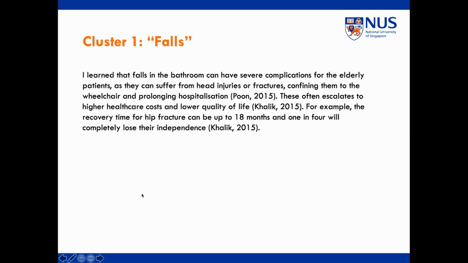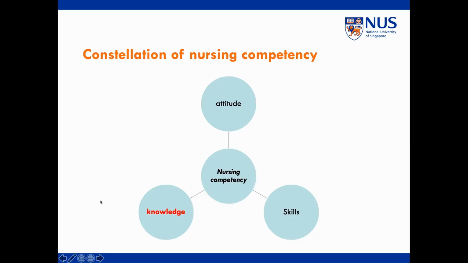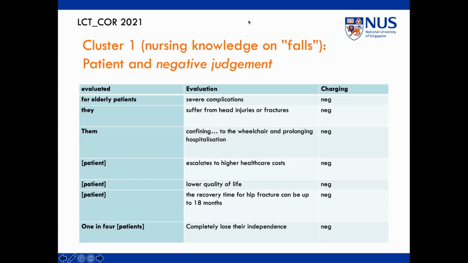And you can see all of the meanings here are negative, and they are accumulating over time to create a cluster. So for elderly patients, and again, we have the repeated evaluated. So we have the same thing being evaluated for elderly patients, they, them, patient, 1 in 4 patients. So we know that repeatedly, the impact that something like a fall can have on the patients is something that is negative. So we start to see a pattern emerging. And as that pattern emerges, we begin to understand that it is starting to create a particular cluster of meanings.